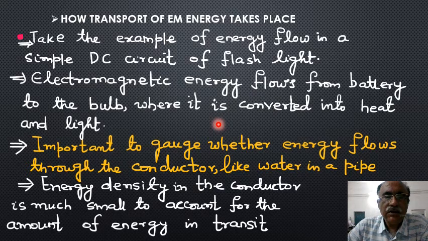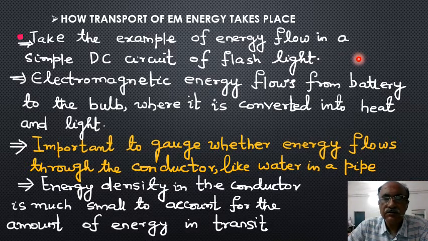Now let us understand how this electromagnetic energy contained in a particular volume can change, or how the transport of such an electromagnetic energy takes place. For this, let us take the example of energy flow in a simple DC circuit consisting of an ordinary flashlight. Now, the electromagnetic energy flows from the battery to the bulb, where it is converted into heat and light. It is important to assess whether the energy flows through the conductor like the flow of water in a pipe, or in the surrounding of the conductor.